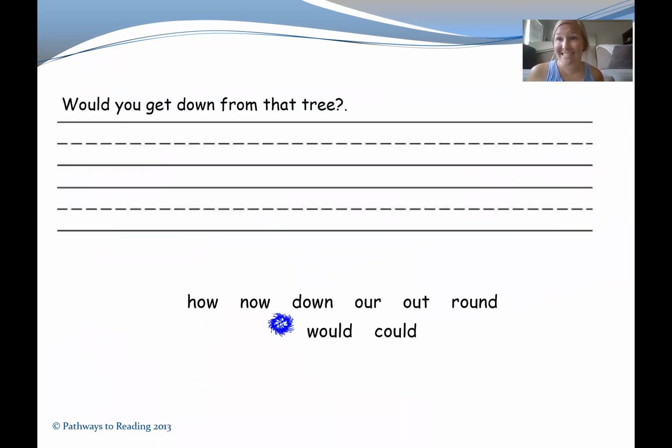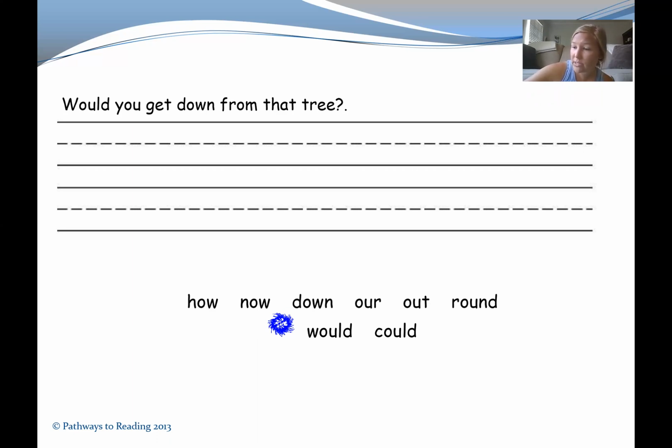All right. Our second sentence today says, would you get down from that tree? So once again, I'm going to take my marker and I'm going to use my very neatest handwriting to write this sentence. And I'm going to draw it so I make sure all my letters touch that bottom line. All my tall letters are the same height. All my middle letters are the same height. My Y sits on the line and comes down. My G does the same thing.